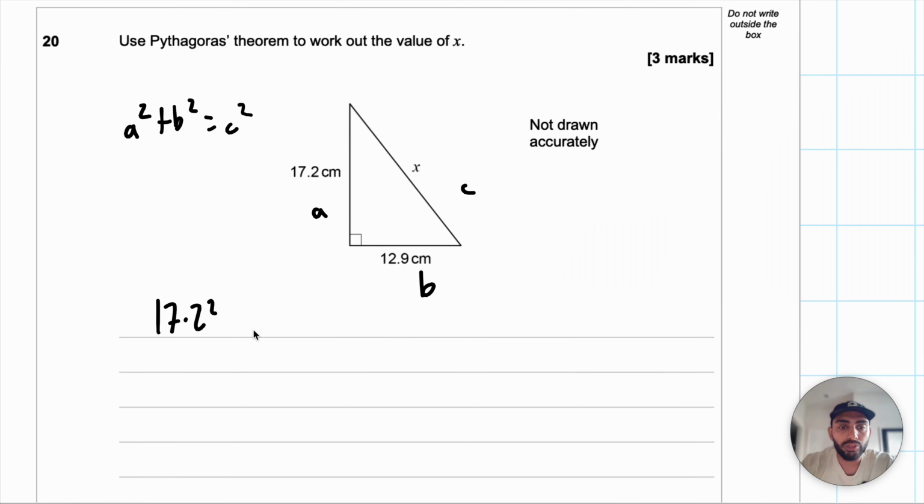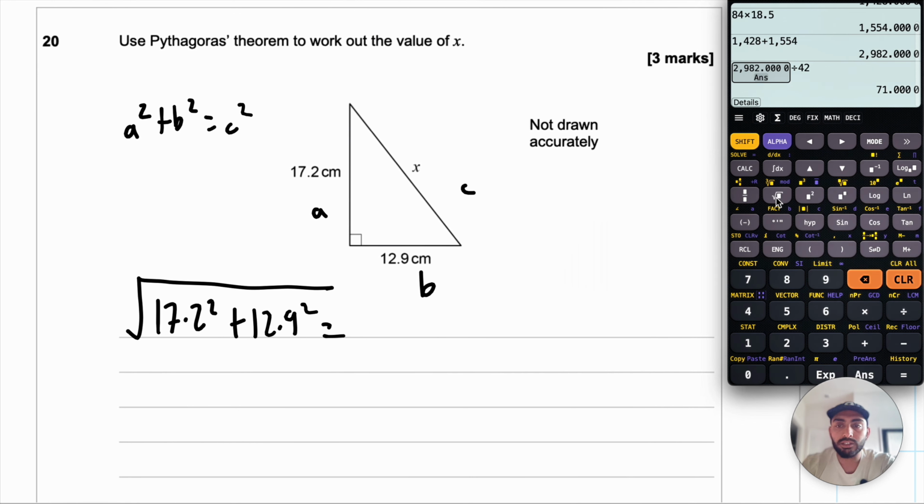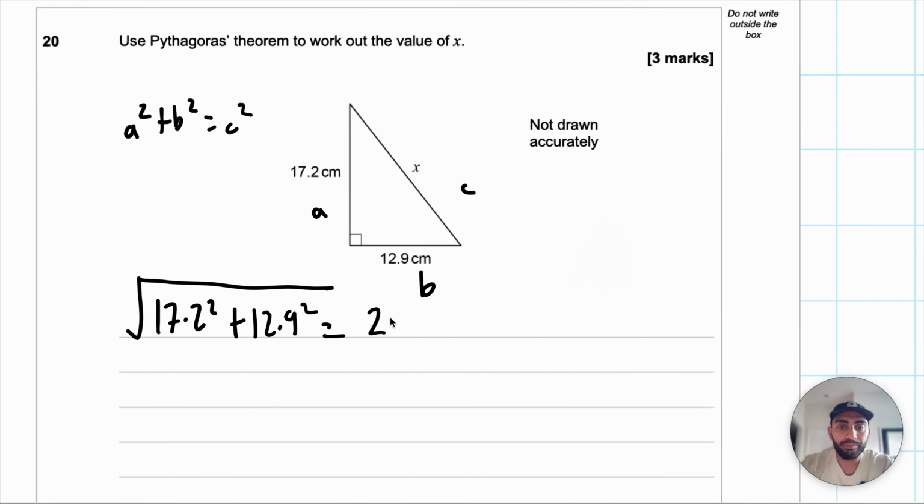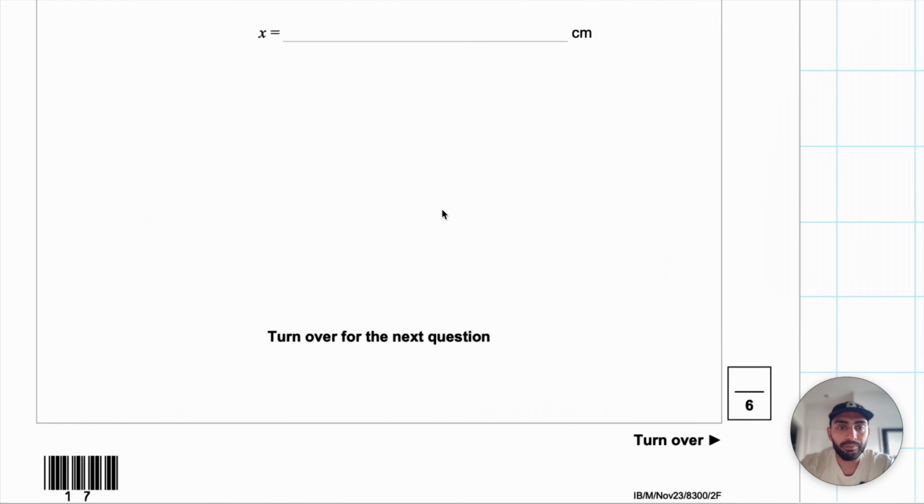So 17.2 squared, add 12.9 squared, add them together, and then we're going to square root that answer. Just type that into your calculator. So we have 17.2 squared plus 12.9 squared, and the square root of that is 21.5. You can see it's longer than the other two, so that makes sense.